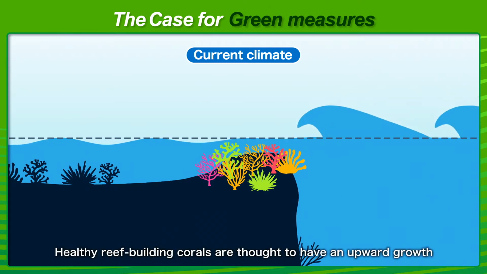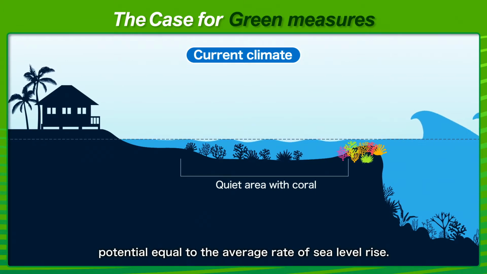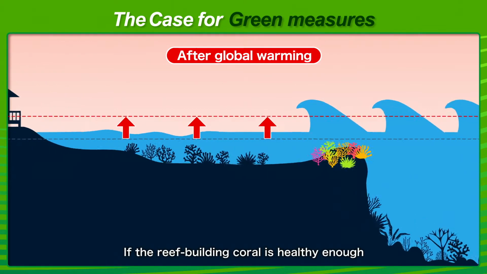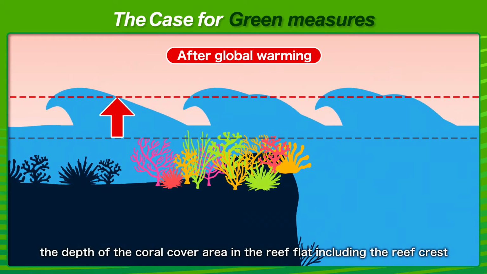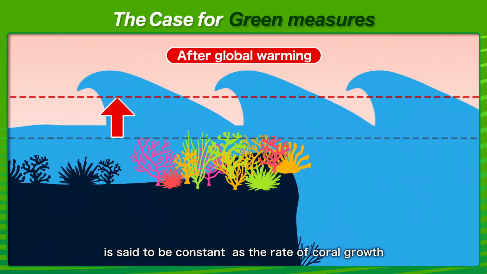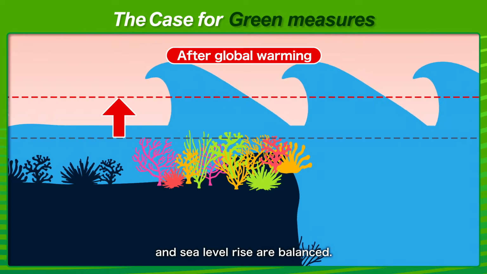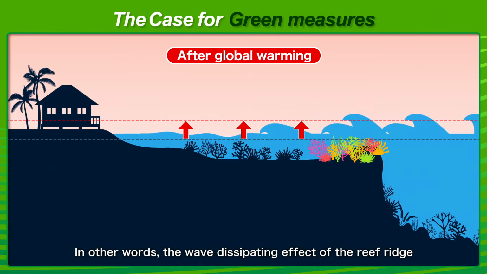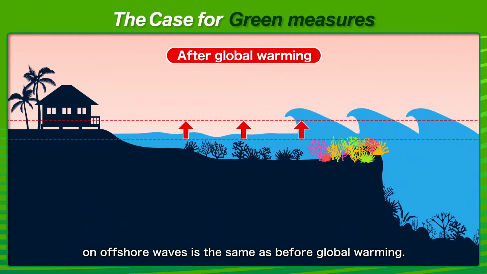Healthy reef-building corals are said to have an upward growth potential equal to the average rate of sea level rise. If the reef-building coral is healthy enough to withstand the rise in sea temperature, the depth of the coral cover area in the reef flat, including the reef crest, is said to be constant, as the rate of coral growth and sea level rise are balanced. In other words, the wave-dissipating effect of the reef ridge on offshore waves is the same as before global warming.